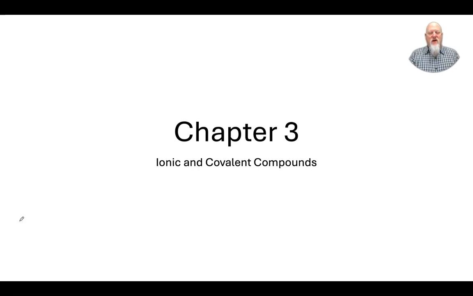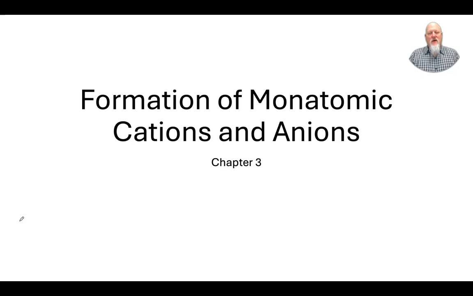So we're going to talk about formation of monatomic ions in this section. Monatomic cations and anions are simply ions, or cations and anions, that are formed from a single element. Like I said, later on we're going to look at what are called polyatomic ions. But for now we're going to stick with monatomic, made from a single element.